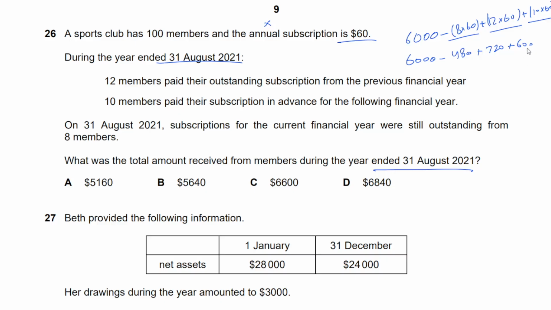6,000 minus 480 plus 720 plus 600, 6840. This is what we received during the year. It is kind of a logical answer. Now you can also attempt this using a T account.